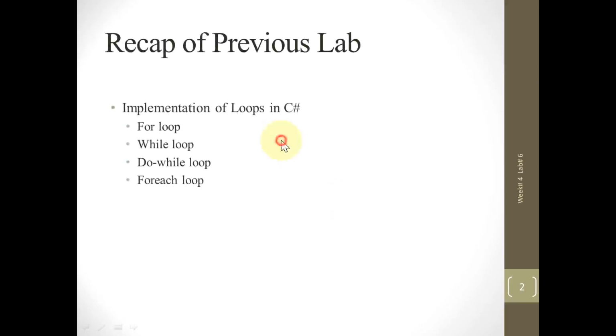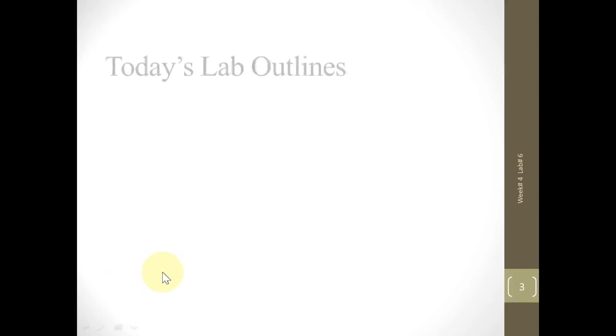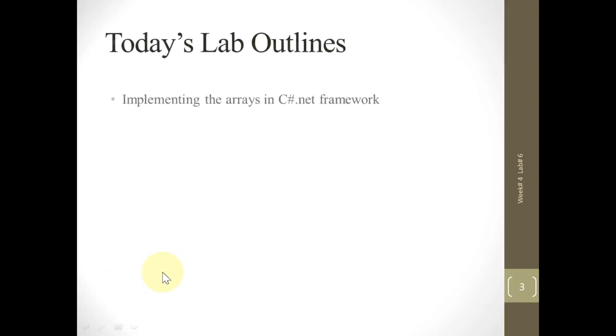Students, in our previous lecture we learned a few topics, which include loops and how loops are implemented in C#, including the for loop, while loop, do while loop, and for each loop. We have also implemented nested loops in C# with the help of for loop, while loop, and do while loop. Inshallah, in today's lecture, we will be learning arrays.